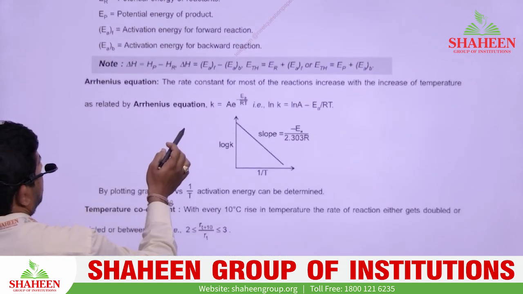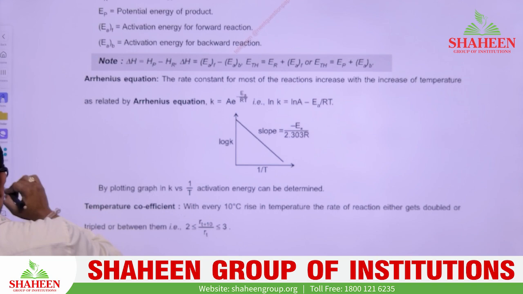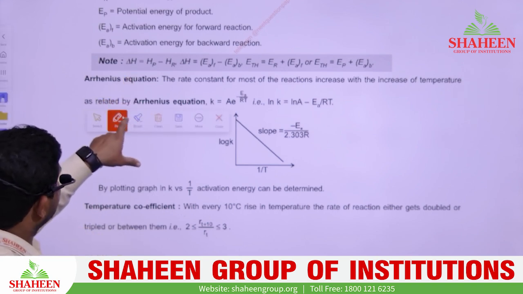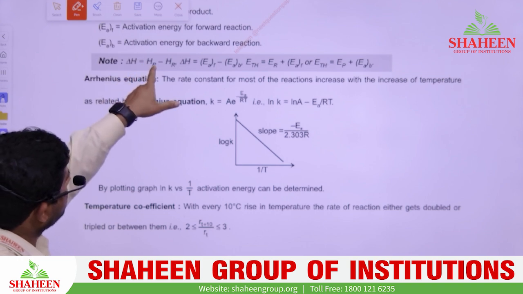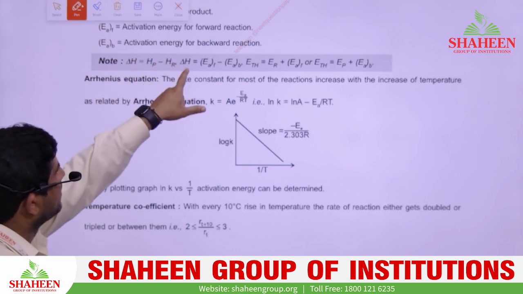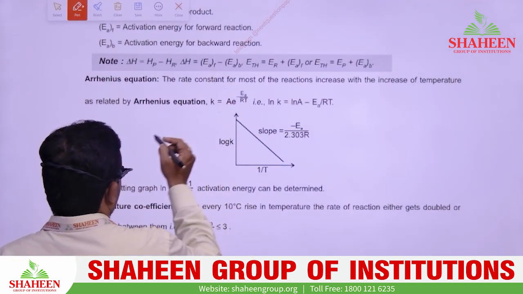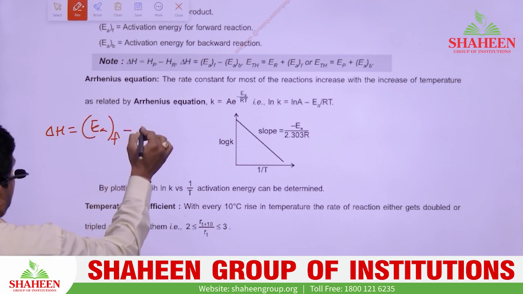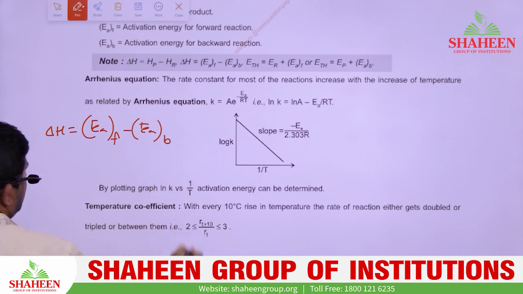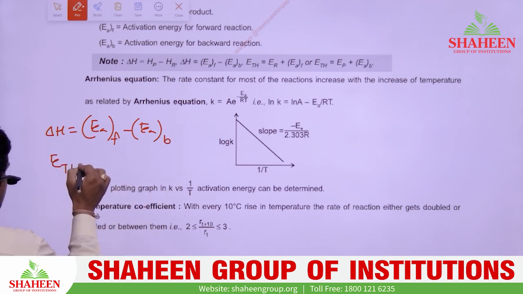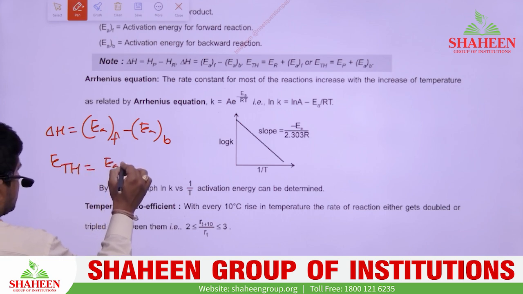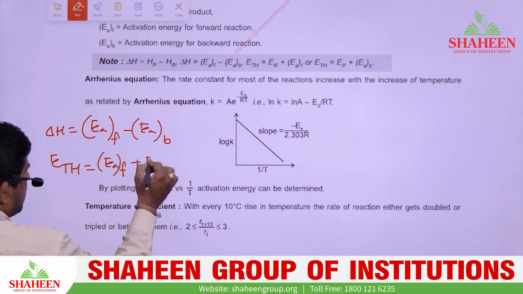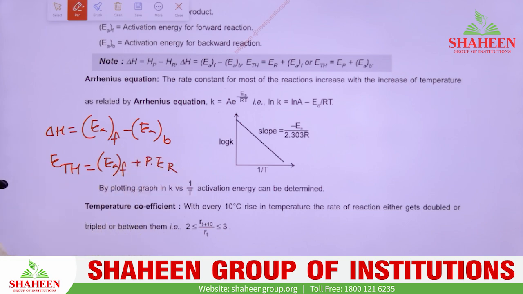Now here it is clearly given. Enthalpy of reaction, delta H, is equal to enthalpy of product minus enthalpy of reactant. Another formula: delta H is equal to activation energy of forward reaction minus activation energy of backward reaction. One more formula is also given here. How do we calculate threshold energy? Activation energy of forward reaction plus potential energy of reactant, then we get threshold energy.